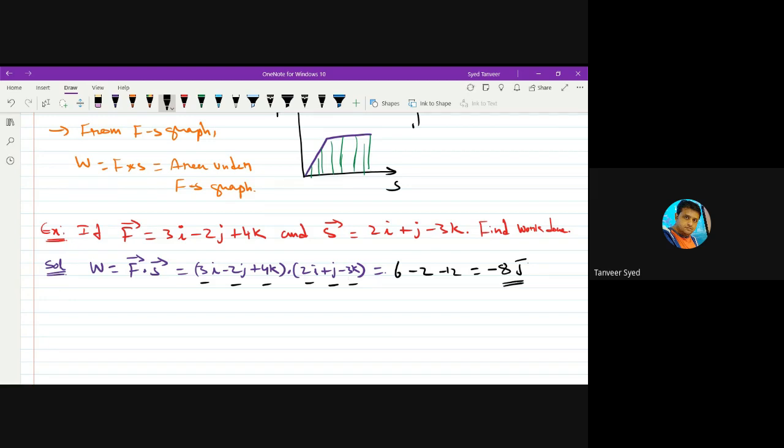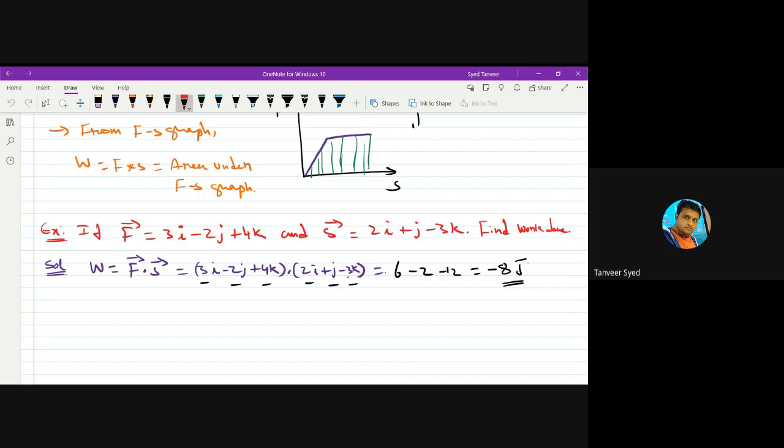Work done is negative, so what does the negative sign indicate? It indicates that force and displacement are opposite in direction. And again, they need not be exactly opposite. Theta is lying in the second quadrant.